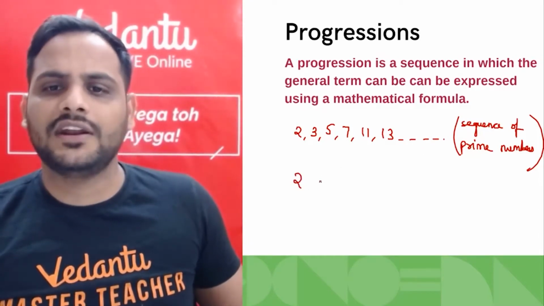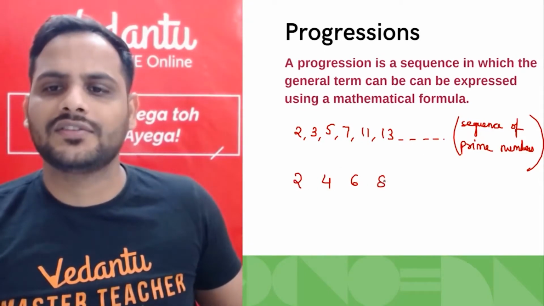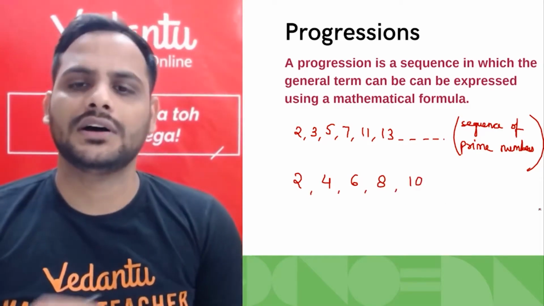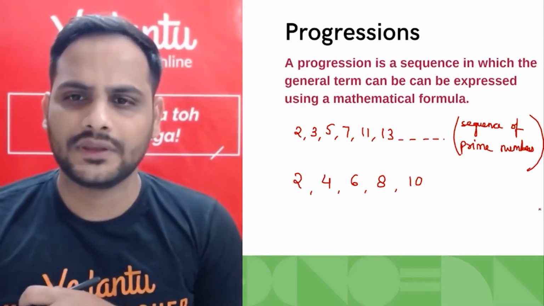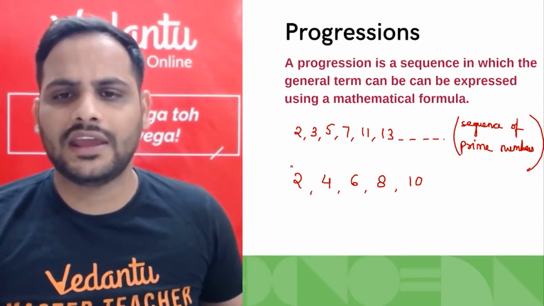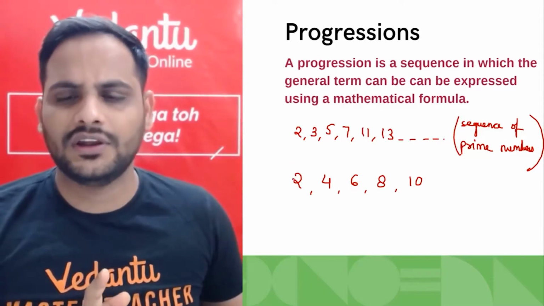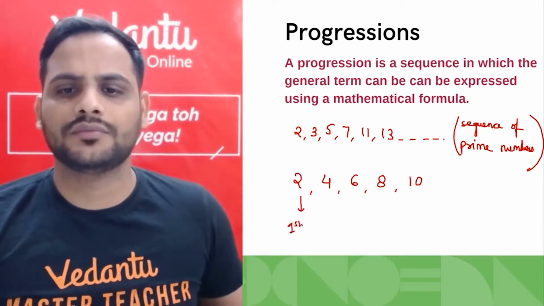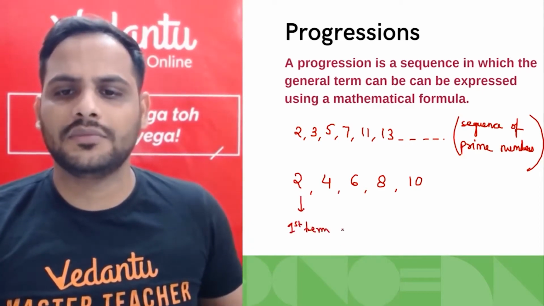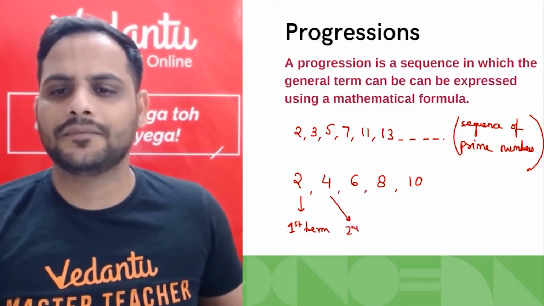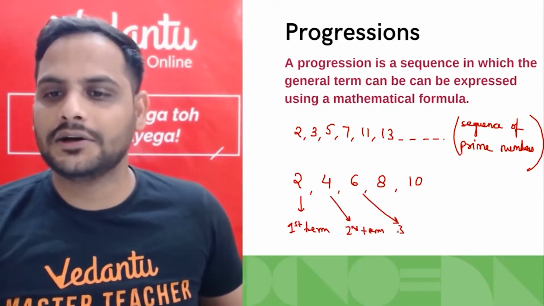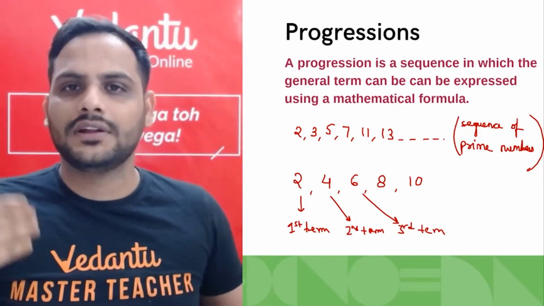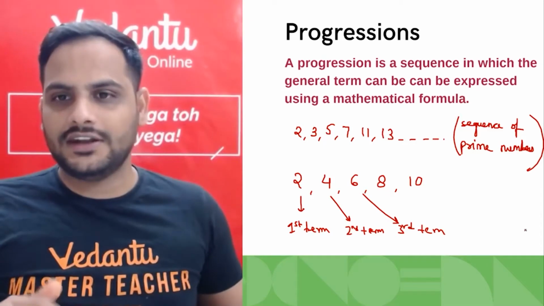But suppose I write 2, 4, 6, 8, 10. This I can represent using a mathematical formula, right? Suppose n belongs to the term. My first term is 2, second term is 4, third term is 6. You can clearly see what I am doing. If I am talking about the third term, it is double of it. Fourth term is 8.